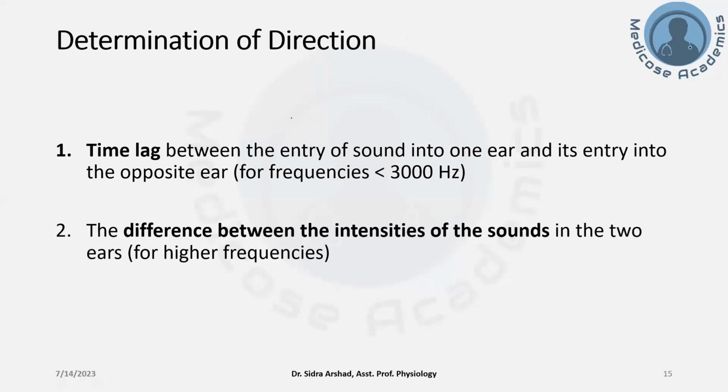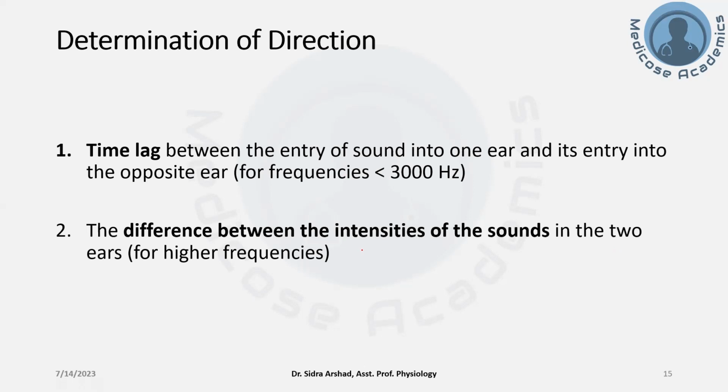So the direction of the sound is determined by two processes. One is the time lag between the entry of sound into one ear and its entry into the opposite ear, which is perceived by different structures along with the auditory cortex. And this works well for sounds which have frequencies less than 3000 hertz. For higher frequencies than this, the difference between the intensities of the sounds in the two ears can help with the determination of direction of the sound.